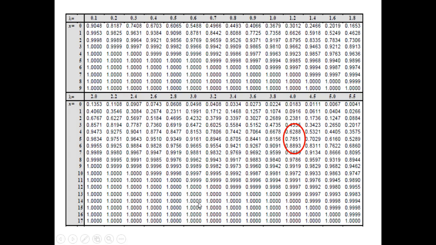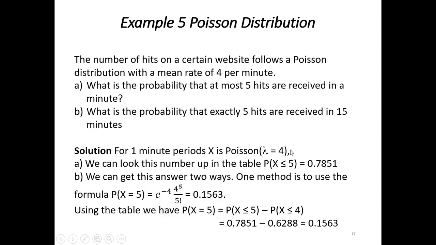Let's take a look at the table again. So here you could see this. This is the value you get where x is 5. This is what we get when x is 4. And now we would have to subtract these two values to get the exact probability. Okay, so we get 0.1563, same as what we had before.